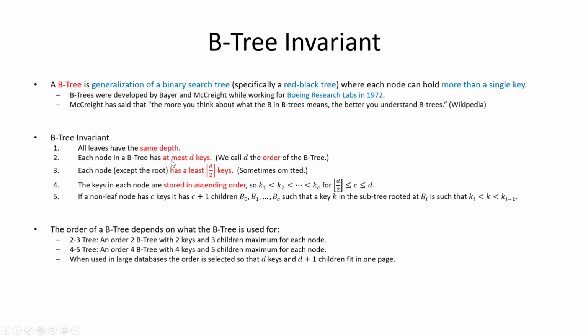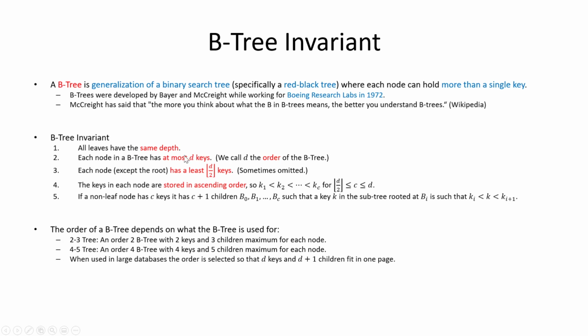Okay, so the two main criteria are the maximum and the minimum number of keys in a node, between D and about half of D. So if we have a 2-3 tree, that's 2 and 1. You have to have at least 1, but you can have at most 2. In a 4-5 tree, you have to have at least 2, and you can have at most 4. Okay, and again, these are a restriction on keys. There is one exception, which is the root. The root is allowed to have a minimum of 1. And that's just to allow us to handle small B trees and B trees with certain numbers of nodes.